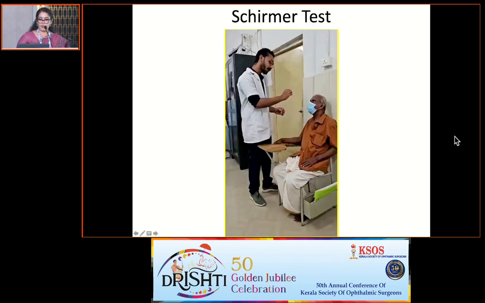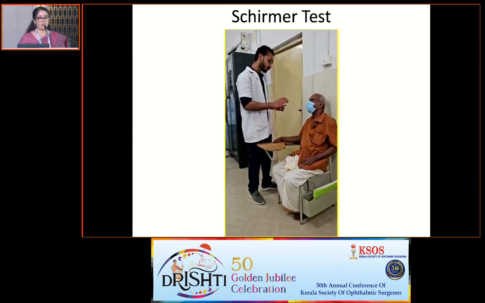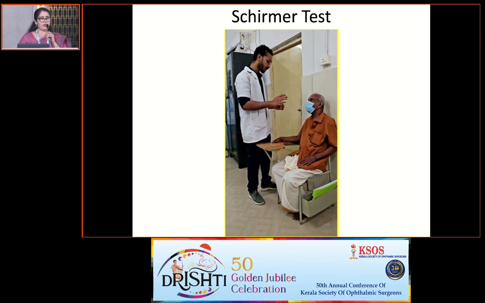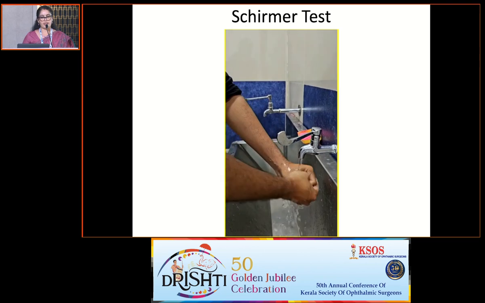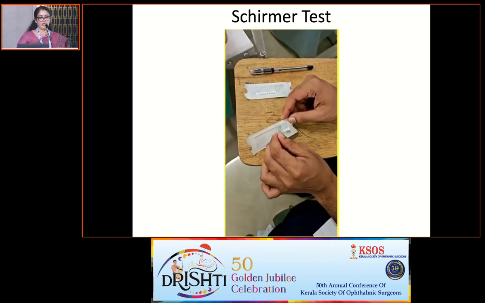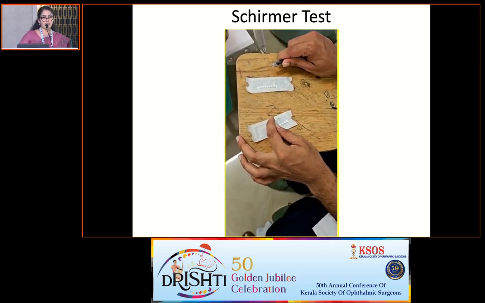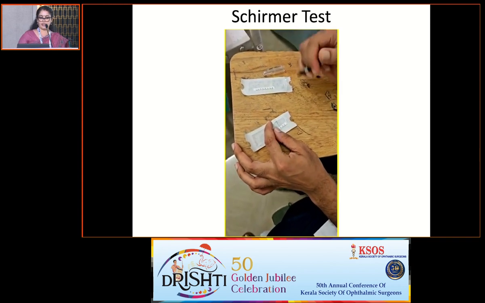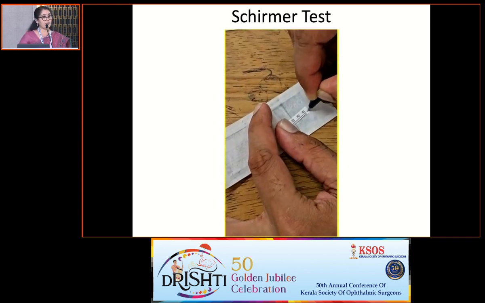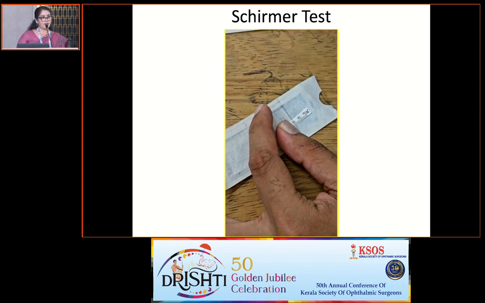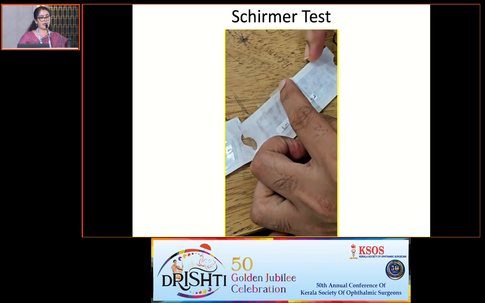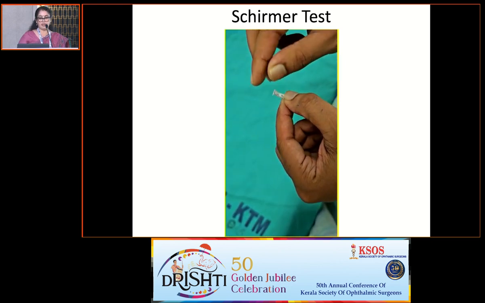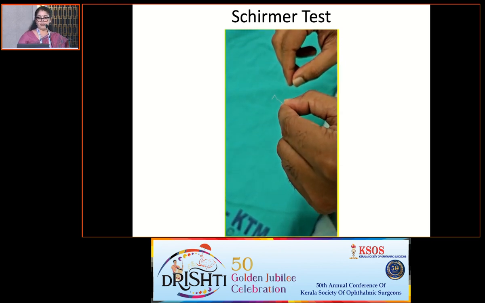Now, coming to the age-old test of Schirmer, which every one of us knows, there are lots of controversies regarding its reliability, but definitely it is a useful test to assess the quantity of tear secretion. Especially, after washing hands, the Schirmer strips, the filter paper, is now easily available in the 35 millimeter length, has to be labeled right and left, and the 5 millimeter is bent.